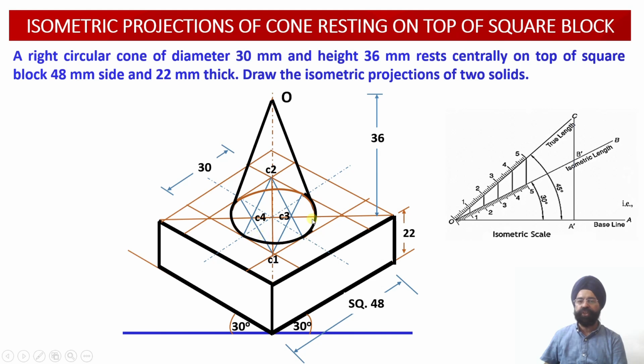So I have darkened this portion, and then we can check this edge. Regarding this edge, this portion of the total edge has been covered by the cone. Similarly, this portion of this edge has been covered. So the portions which have been covered will not be darkened. The remaining portion of the top surface of the square block will be darkened to complete the construction of the isometric projection of the combination solid.